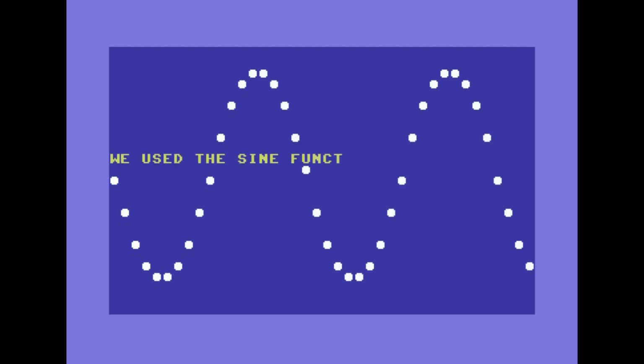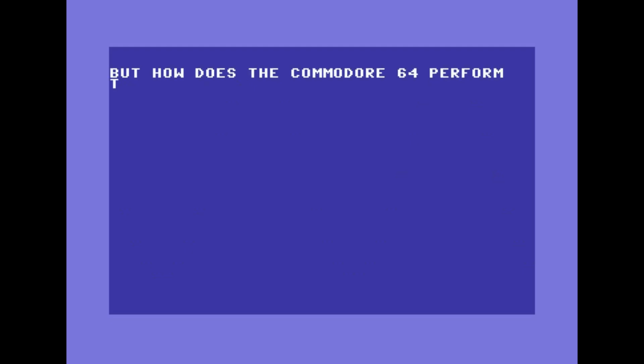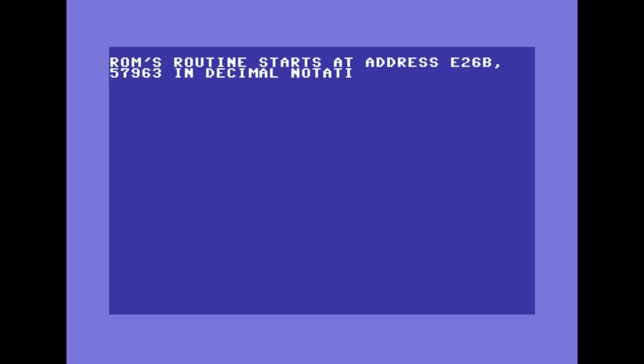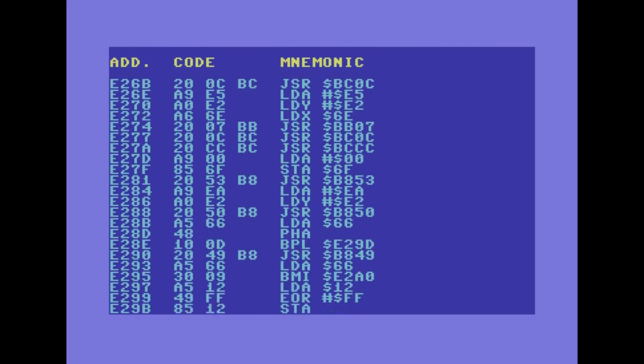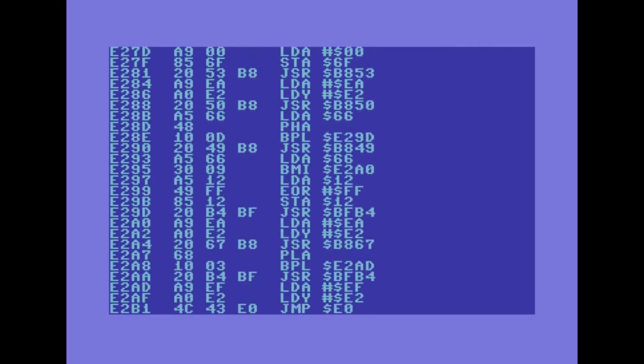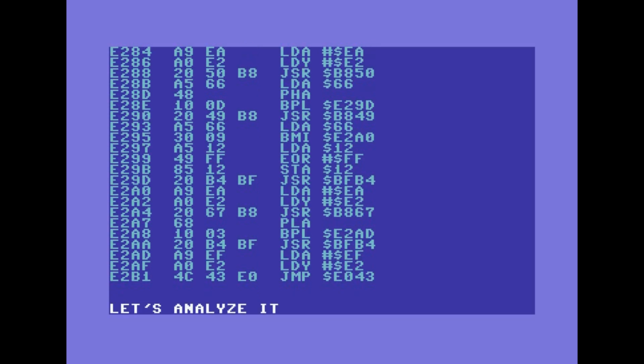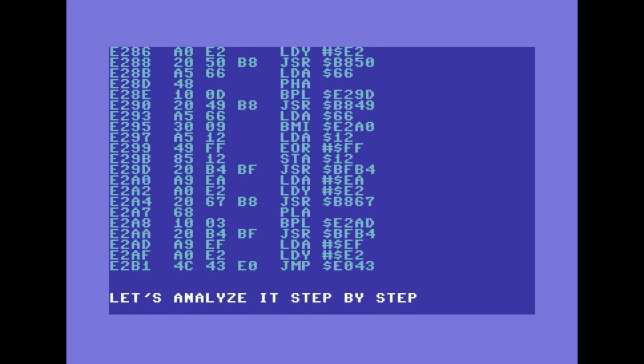we use the sine function of the Commodore 64 Basic, but how does the Commodore 64 perform the sine function? Let's look at it in detail. ROM's routine starts at address E26B, 57963 in decimal notation. Let's analyze it step by step.